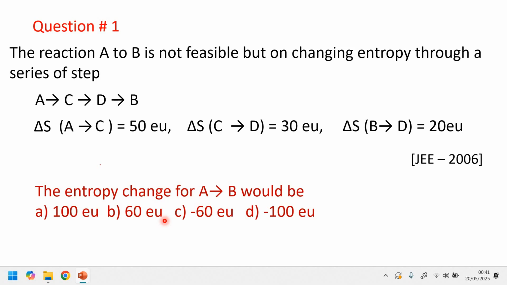So this question is based on the fact that entropy is a state function. That means entropy change depends on initial and final state and not on the path followed. So A to B, if it goes directly, whatever be the entropy change, the same entropy change will occur if it goes via A to C, then C to D, then D to B. So now let's solve the problem.